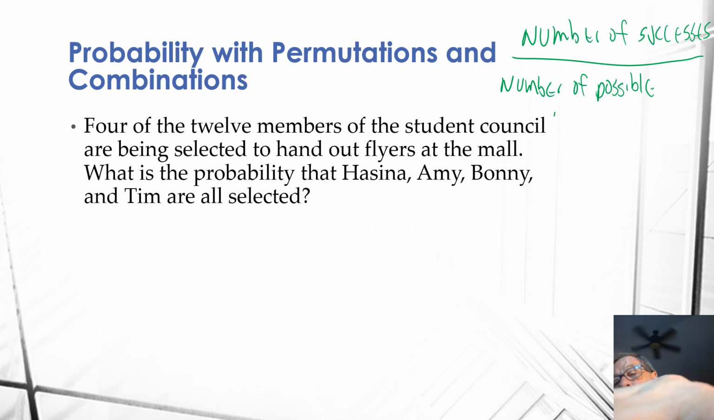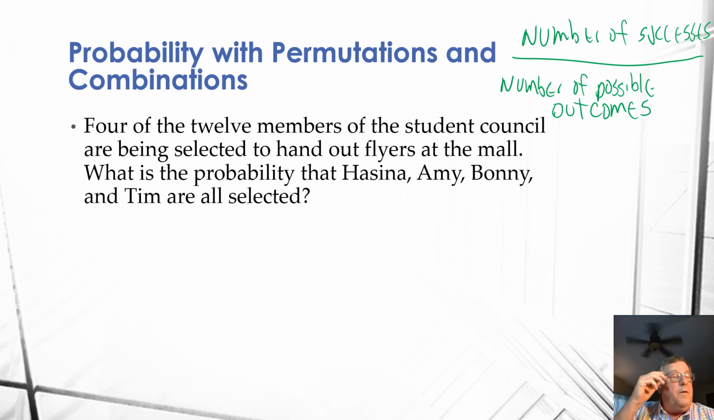And it's this number of possible outcomes that we may need to determine whether we're dealing with a permutation or a combination. And then, therefore, what leads us to probability with permutations and combinations. So let's get specific here.